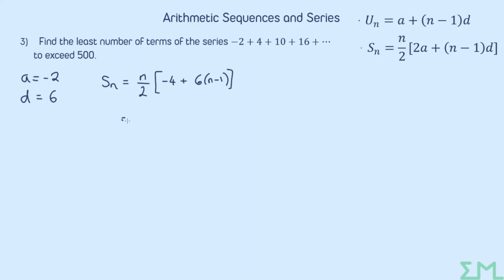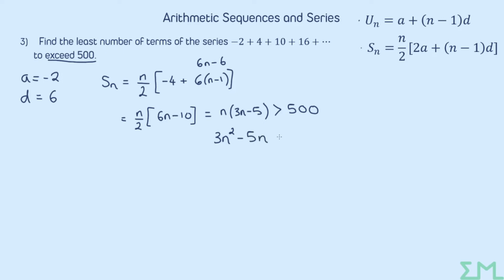Let's tidy this up a little bit. n over 2. So that's going to be 6n minus 6. So I can bring this forward, 6n and minus 10. And just a tiny bit more tidying up. We can divide through by 2, so n and then 3n minus 5. Now, we are exceeding 500, so this is where we turn this into an inequality. There we go. Multiply out the brackets.